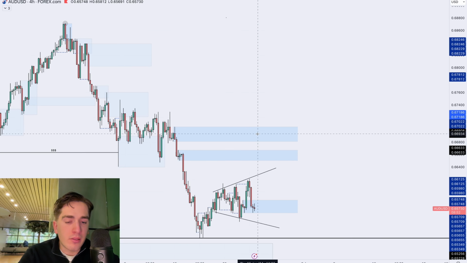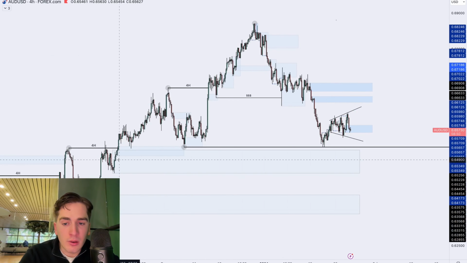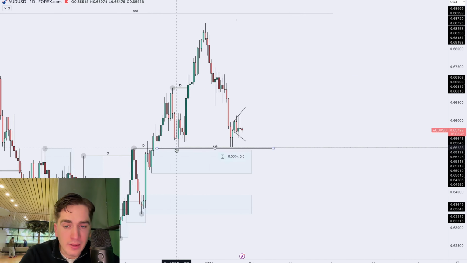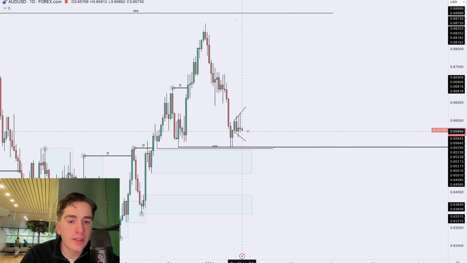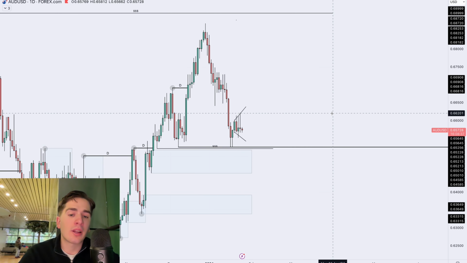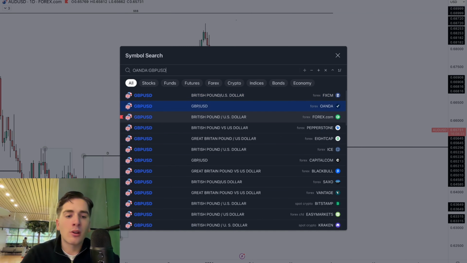Obviously if we move up higher, these are our targets, and if we move down lower, let's go into the daily real quick. My target is liquidating the lows over here. So I still would like to see for the downside on Aussie dollar, not going to lie, in towards this fresh area of demand on the daily time frame, and the clear liquidity lows which lie right above that area of demand. Now moving on in towards pound dollar.